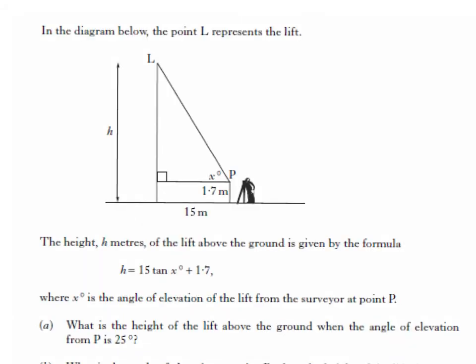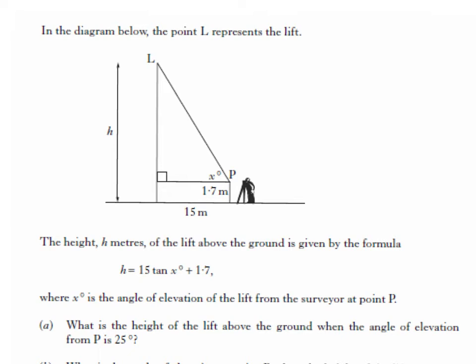Third example here is about a person at a lift. So the equation here is the height in metres of the lift above the ground is given by the formula. Because your lift goes up and down all the time, doesn't it? And it says where x is the angle of elevation of the lift from the surveyor at point P. So as he's looking at the lift, so imagine one of these clear perspex lifts that you might see in the shopping centres. If you're looking eye level at it, your angle is 0.